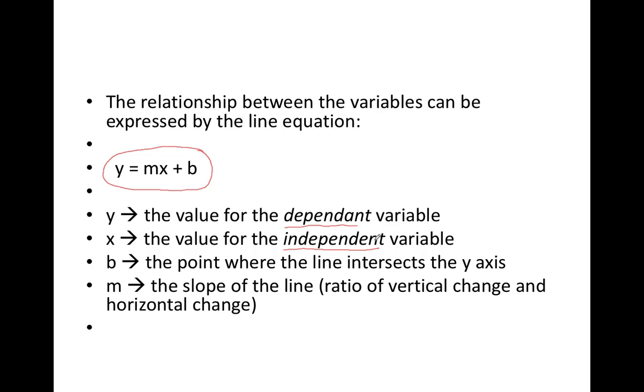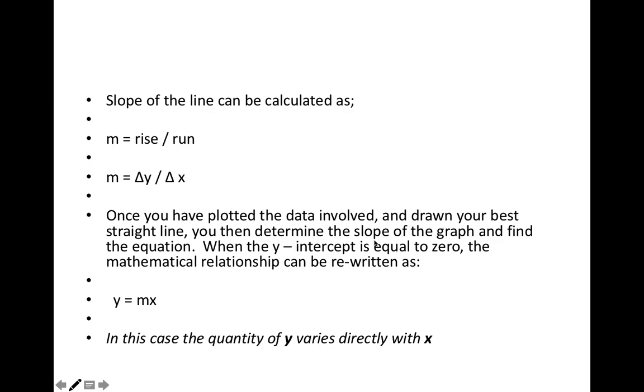B is the point where the line intersects the y-axis, and m is the slope of the line. Slope of the line can be calculated as rise over run or delta y over delta x. If the y-intercept equals 0, then the equation reduces to y equals mx.